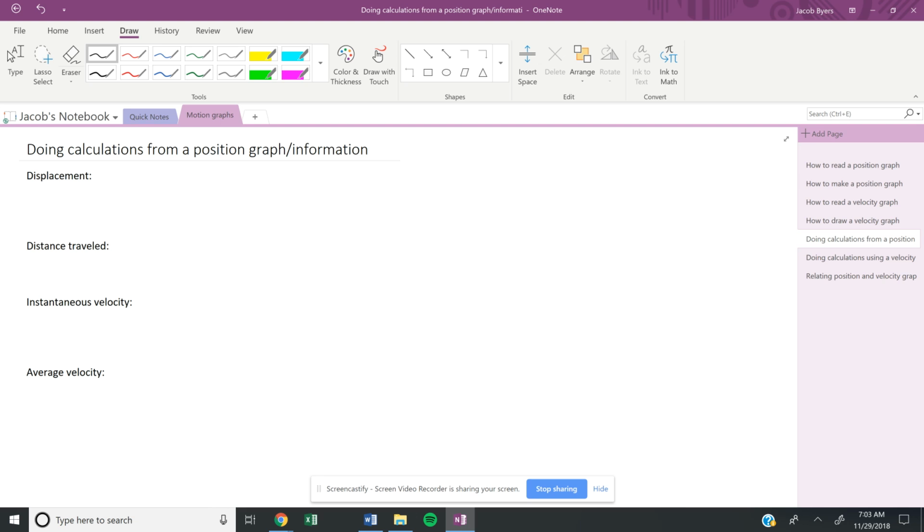Displacement is just a word for your change in position, okay? And so we call that delta x. Change in anything is just your final minus your initial. So you take your final position, you subtract it from your initial position, right?